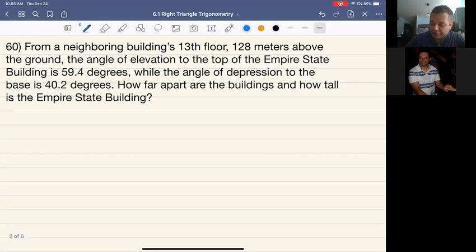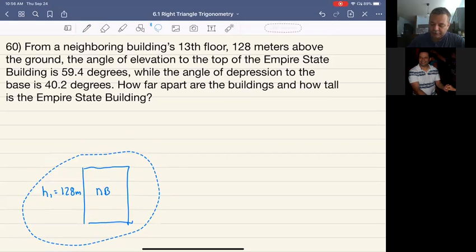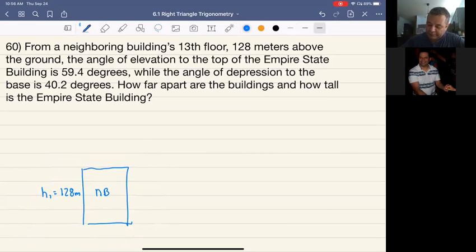Okay, so let's draw a little picture. Here's my neighboring building. And we're on the 13th floor. We'll just say that's only 13 floors. Bad luck, I know, but we don't believe in bad luck. So this has a height of 128 meters. Okay, I'm a big fan of using variables and then plugging in the numbers at the end. It's just how I think things should be done. So our height h1 is 128.